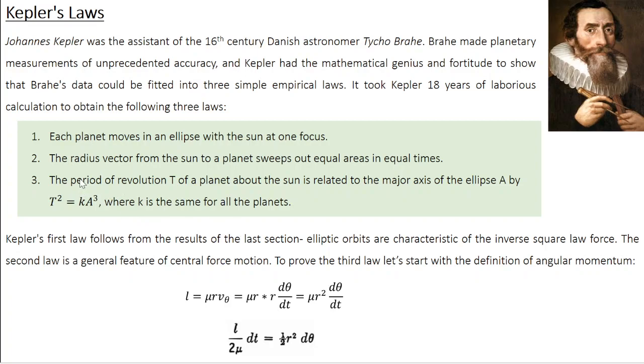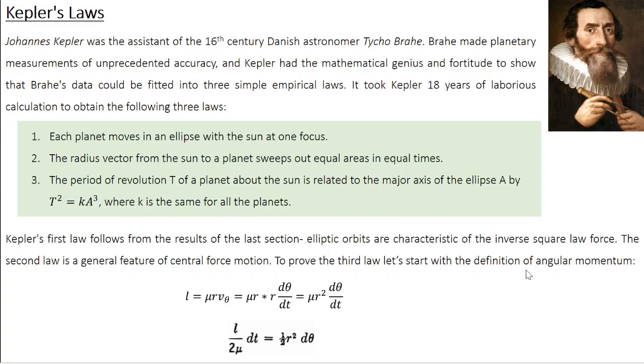Kepler's third law, which is also known as the law of periods, says that the period of revolution T of a planet about the sun is related to the major axis of the ellipse A by the relation T squared equals k A cubed, where k is a constant which is same for all planets. So let's try to prove Kepler's third law.